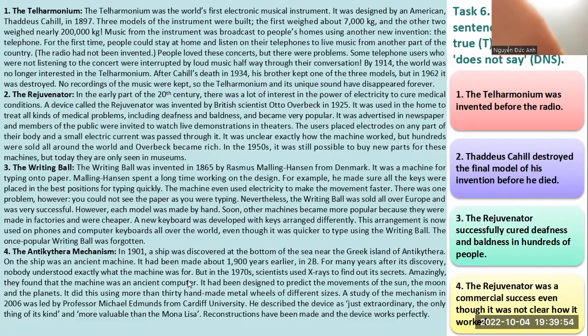A British scientist invented the rejuvenator in 1925, for use in the home to treat a range of medical problems, including deafness and baldness, and it became very popular. It was advertised in newspapers, and a number of people could watch the demonstration in the theaters. The user places electrodes on any part of their body, and a small electric current was passed through it. It was unclear exactly how the machine worked, but hundreds were sold around the world. In the 1950s, it was still possible to buy new parts for the machine, but today they are in museums.